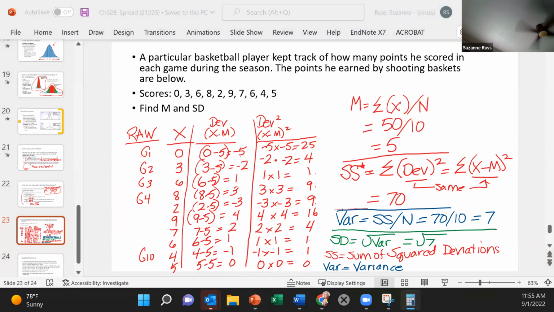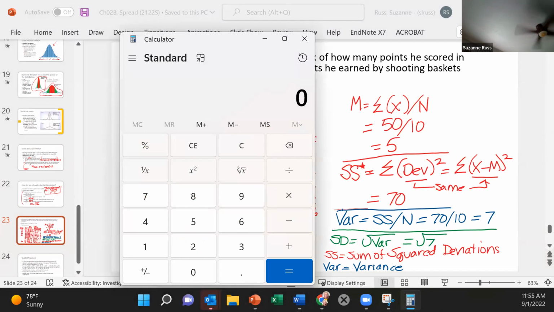So here is my calculator. Sorry if that screen got lost a moment. I think you still see it now.